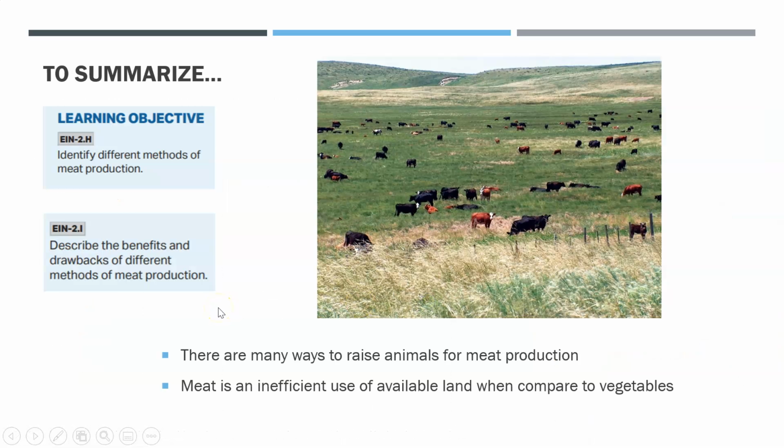So to summarize, our goal was to identify different methods of meat production and describe the benefits and drawbacks of these methods. What we've learned today is that there are many ways to raise animals for meat production. However, no matter which way you grow them, meat is an inefficient use of land available when compared to any other crop.